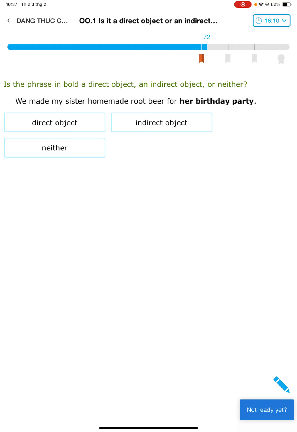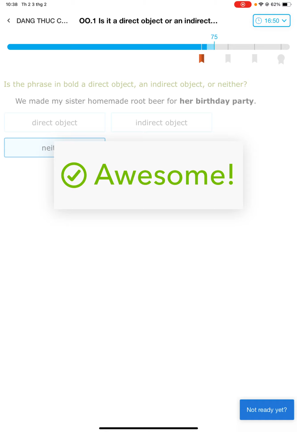Is the phrase in bold a direct object, an indirect object, or neither? We made my sister homemade root beer for her birthday party. Okay, made is the verb. So let's ask a question. What are we making for her birthday? I can see for is a preposition, and what comes after the preposition will not be a direct object or an indirect object. So her birthday party is neither.